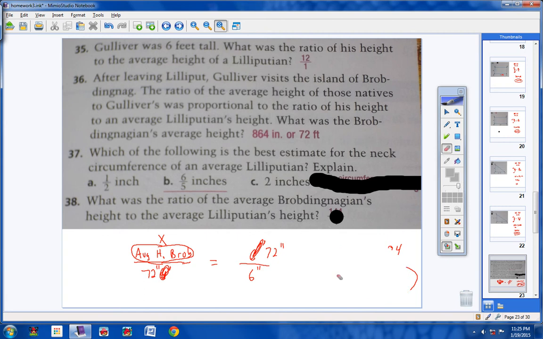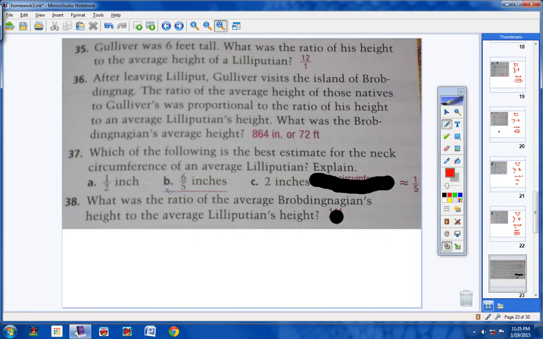Okay, moving on to number 37. Which of the following is the best estimate for the neck circumference of an average Lilliputian? I'm going to be honest with you. I have no idea where they got this answer. I don't get it. Maybe somewhere earlier I should have read something about neck circumferences in relationship to people's height or something. So I'm not going to really worry a whole lot about this one. It says here the neck circumference over the height. I just don't know. Either way, we're going to move on. Number 38.